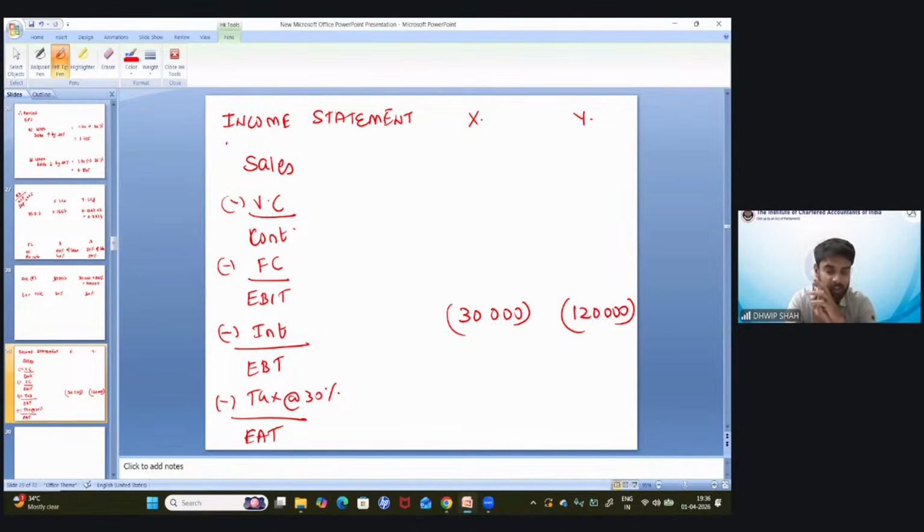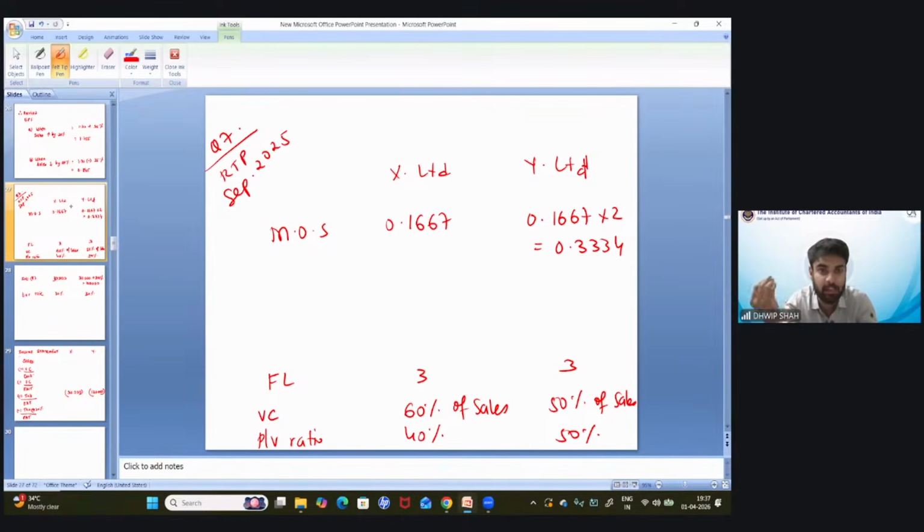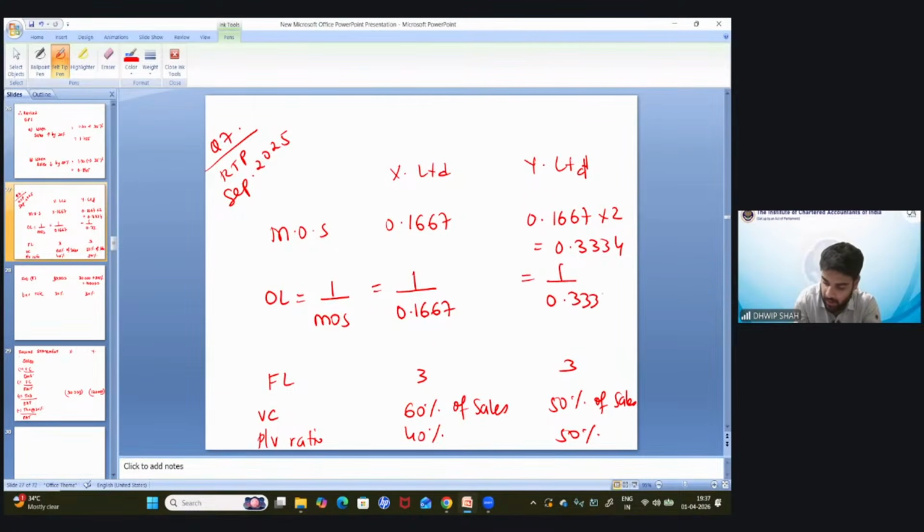So now we are stuck. So whenever you are stuck in leverages and ratios, we start our treasure hunt game. Use the information that you have gathered and try to find something else, some another ratio, some another variable, some another line item. Try to reach to treasure or to second hint. Are you following? So my first hint is MOS. When MOS is 0.1667, can I say operating leverage is inverse of MOS? So 1 divided by 0.1667 for X and 1 divided by 0.3334 for Y. Are you following? So this is the first hint.